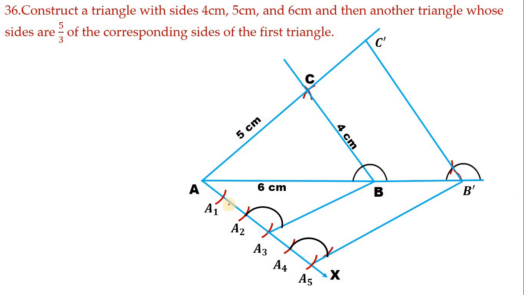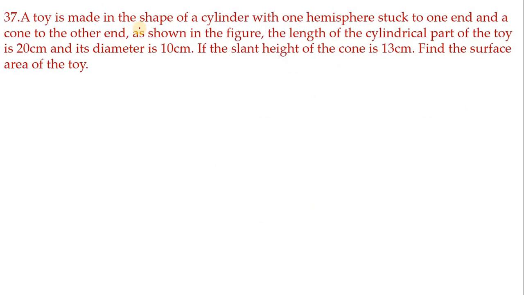Now after this you write: A, B dash, C dash is the required triangle. So this is the triangle we wanted to construct according to the given measurements and the given ratio. A very important construction, you have to keep it in mind and practice well. Here, whenever I have constructed, I have not taken exact measurements. While constructing, you have to take the exact measurements. Next, let us move on to another problem.